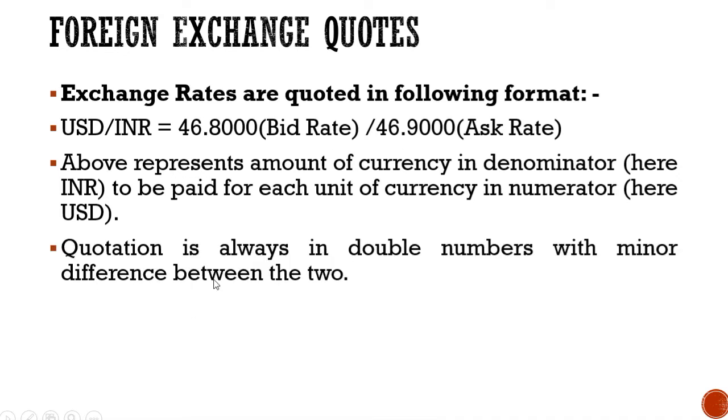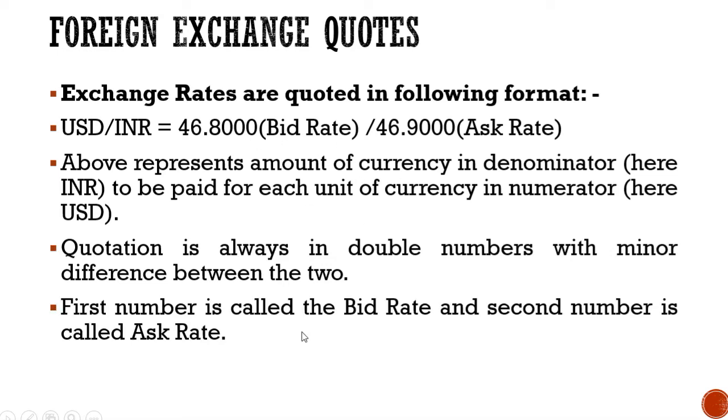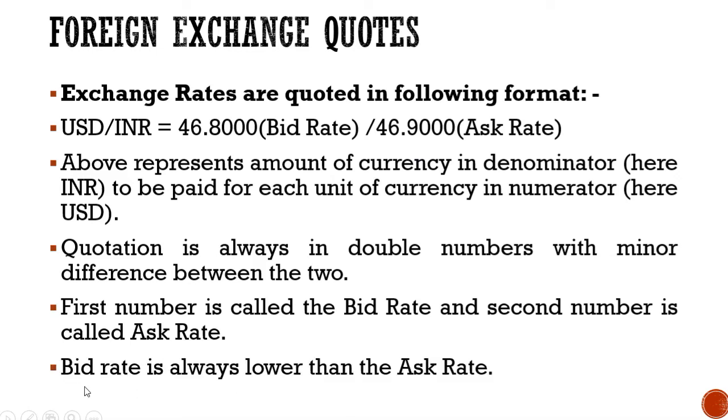Now the quotation is always in double numbers with minor difference between the two. So if you can see, there's minor difference between the two. The first number is called the bid rate and the second is called the ask rate. Always remember the bid rate will always be lower than the ask rate.